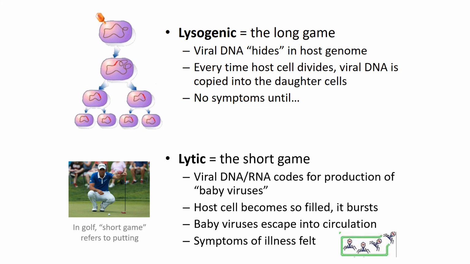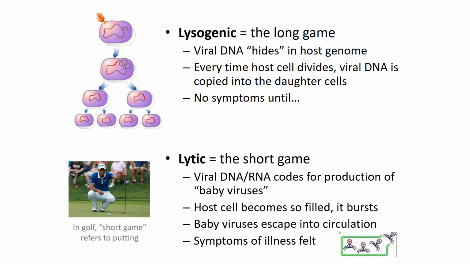Now, I call the lytic life cycle the short game. This is a golf reference. Short game refers to putting. It's when the viral DNA or RNA starts coding for the production of baby viruses. Your host cell becomes the viral production factory. You become ill, you have symptoms, and all these little baby viruses escape into circulation and try to infect more and more cells. So the lytic phase is the one that makes you feel sick. The lysogenic phase is when the virus is hidden, it's not causing symptoms, it's hanging out until something triggers it to go lytic.